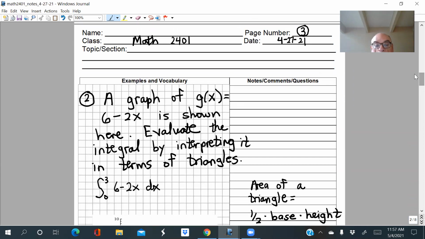Let's see if we actually can calculate one, though. Maybe we do have enough geometry to do this in some cases. So let's see if we can calculate this definite integral.